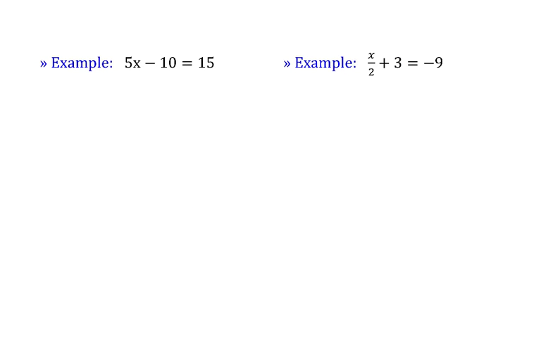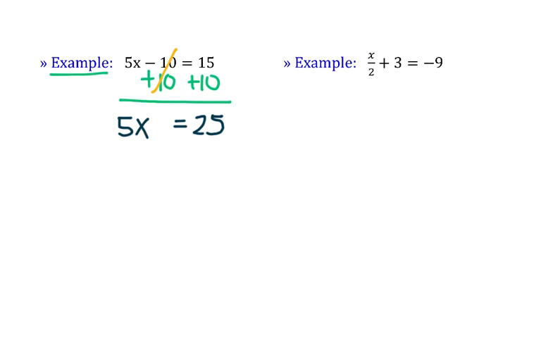So the next example says 5x minus 10 equals 15. Here our goal is still the same. We're trying to solve for x or get x alone on one side of the equation. So let's start this problem by undoing the subtraction by addition. So I will add 10 to both sides of this equation in an effort to start getting x alone. This leaves 5x on the left, and on the right, if we add up 15 and 10, we have 25. So our new equation says 5x equals 25.